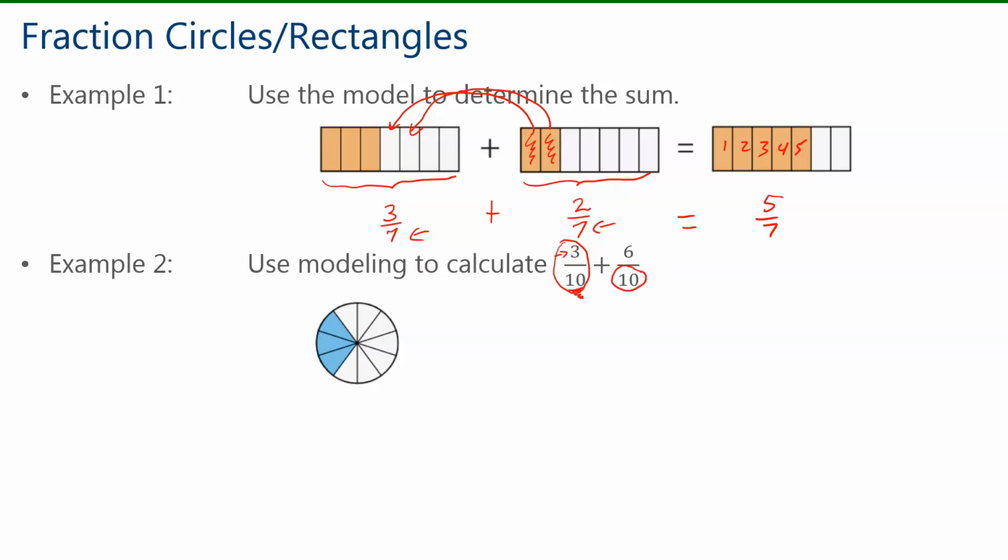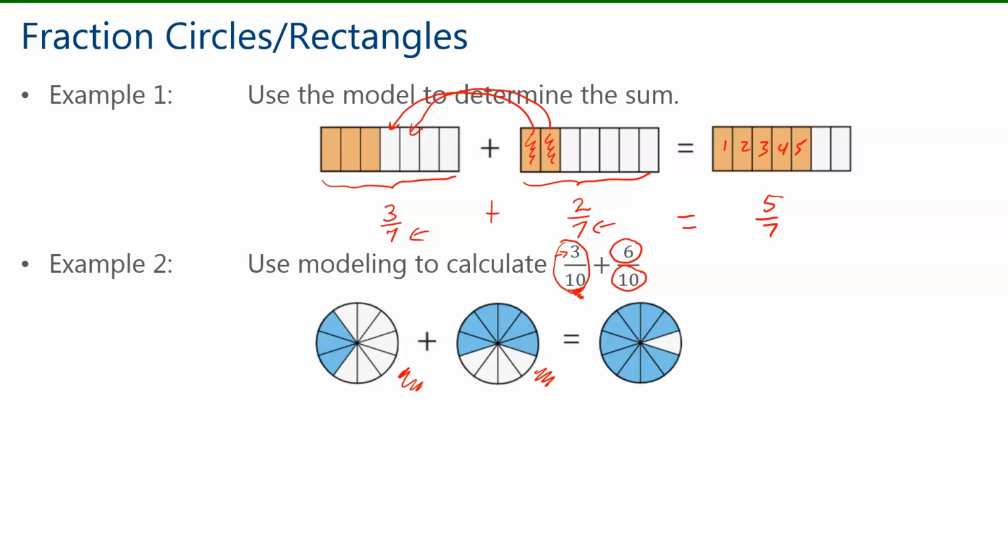My second circle, it too will be divided into 10 equal sections, and we will be shading 6. So this whole circle is drawn the same size as the first, and we've shaded in 6 equal sections. We want to know the sum. Well, if I combine all the shaded pieces in one whole circle, I will get 1, 2, 3, 4, 5, 6, 7, 8, 9. So 3/10 plus 6/10 gives us a sum of 9/10.